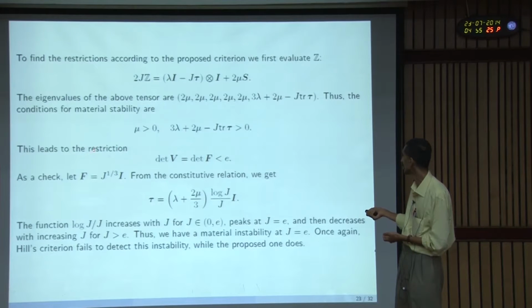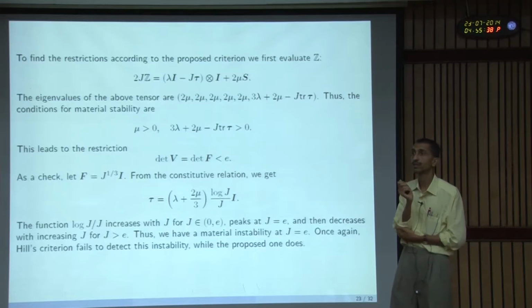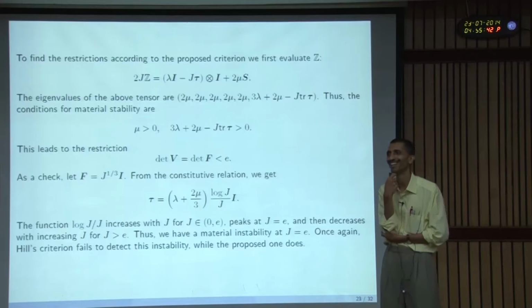According to this criterion, it is exactly less than E. That's what it predicts: det F less than that. J is det F. So it predicts exactly. Do you know any example where your criterion doesn't work? No, you find it.